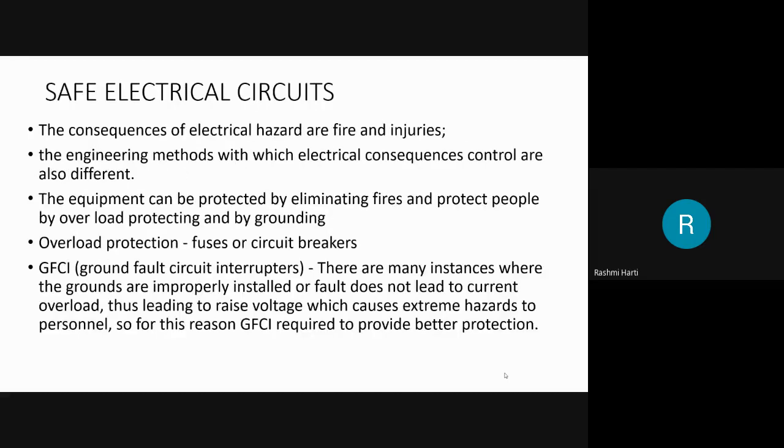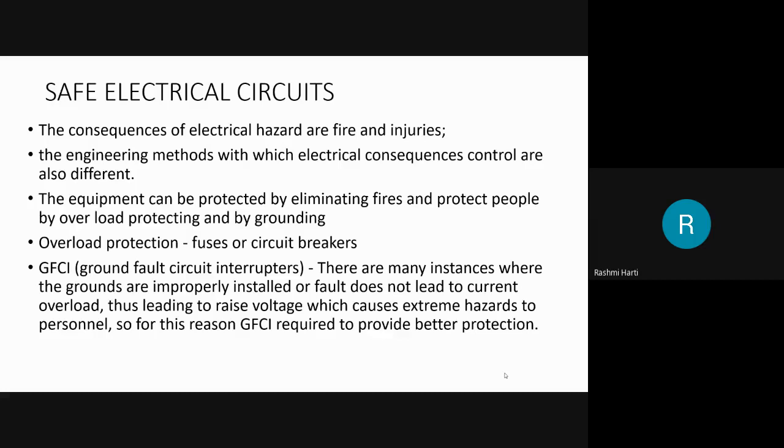Apart from that, my dear students, we have safe electrical circuits. The consequences of electrical hazards are fire and injuries. Either it causes fire or it causes injury to a person. The engineering methods with which electrical consequences are controlled are also different. When the consequences are different, obviously the methods of controlling them will also be different. Equipment can be protected by eliminating fire, and people protected by overload protection and by grounding the wires properly.